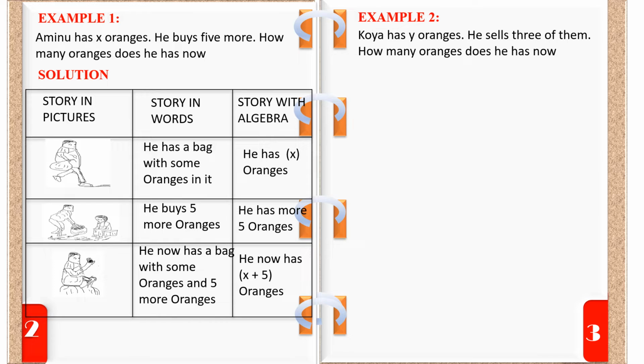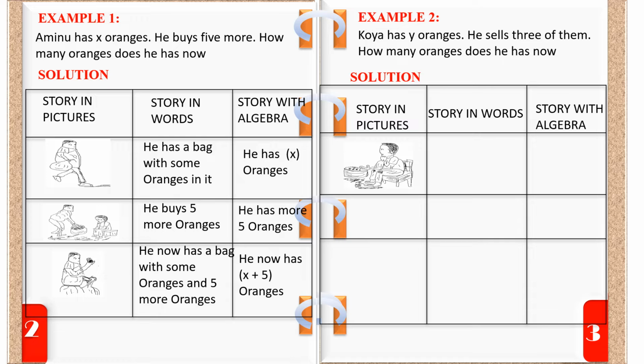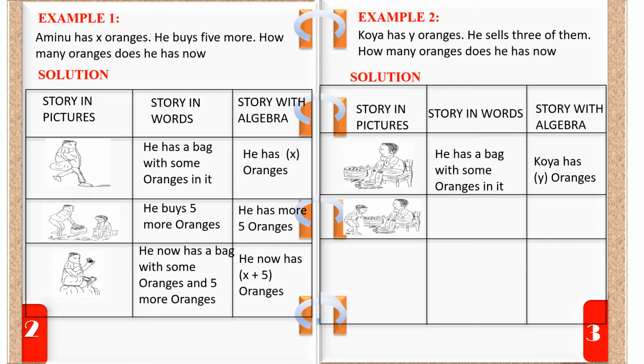Example 2. Koya has Y oranges. He sells 3 of them. How many oranges does he have now? To solve that, we are also going to look from the perspective of story in pictures, story in words, and story with algebra. So you can see him seated there, waiting for a buyer to sell his oranges. So you can say he has a bag with some oranges in it. You can use the letter Y to represent the number of oranges, since we don't know the actual number.